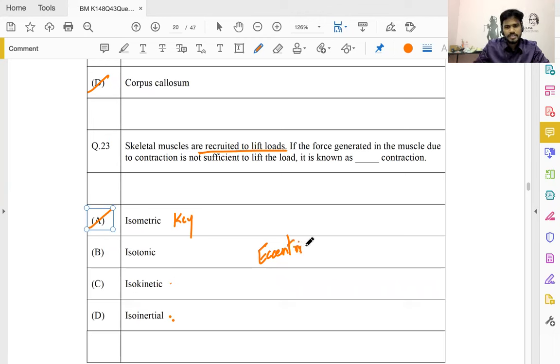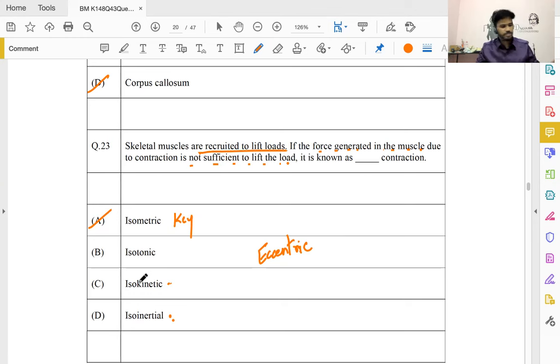So technically speaking, force generated due to the muscle contraction is not sufficient to lift the load. It can be isokinetic, iso-inertial, isometric, or isotonic. All four are possible.